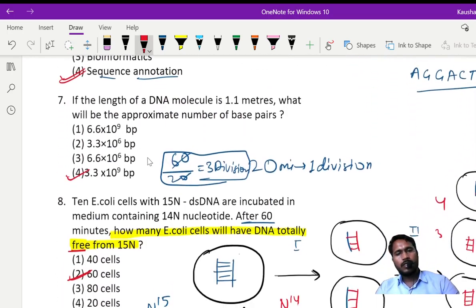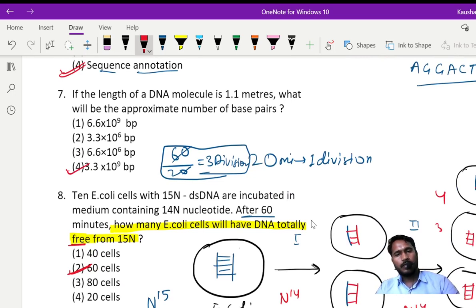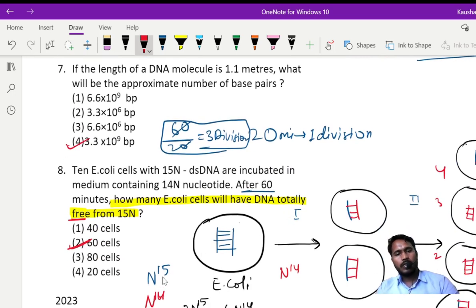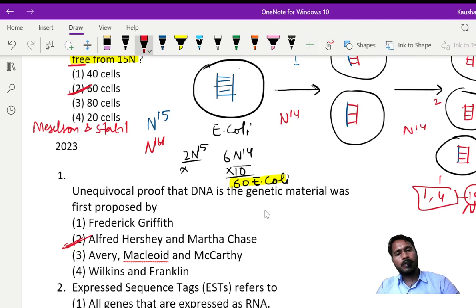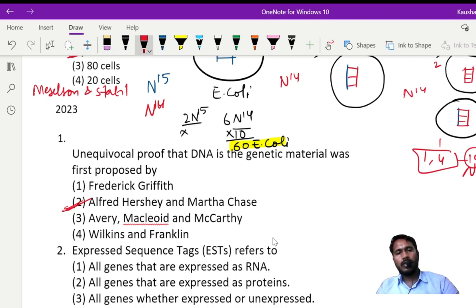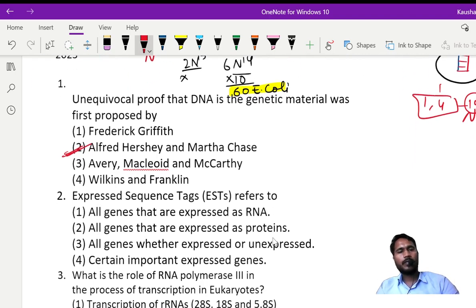Okay, sorry. This was the Meselson and Stahl experiment. This N15 and N14 was by the Meselson and Stahl experiment. And this Hershey and Chase, they took a bacteriophage and the bacteria. Then they took S35 and P32.